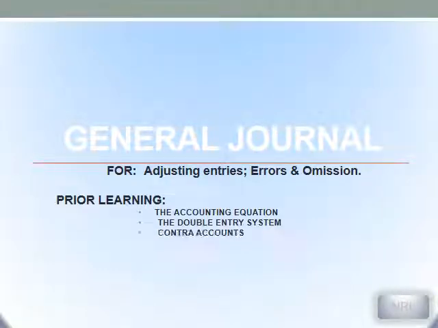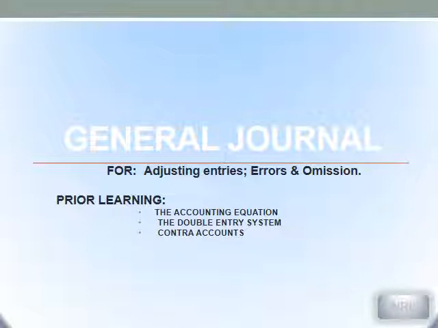A general journal is an accounting book used to record adjusting entries, errors, as well as omissions done while posting subsidiary journals into the general ledger. The preparation of this journal tests your knowledge on the accounting equation, the application of the double entry system, and the use of contra accounts.